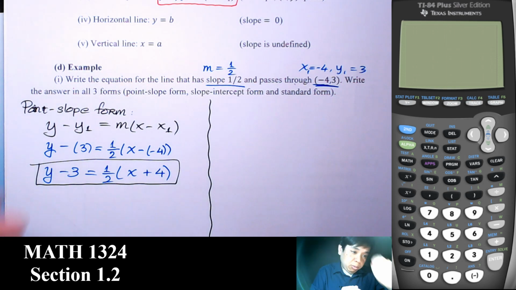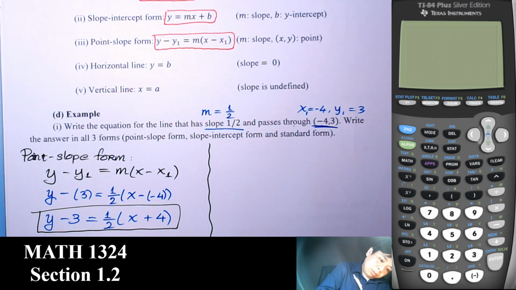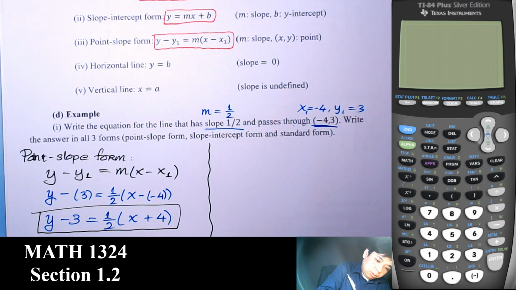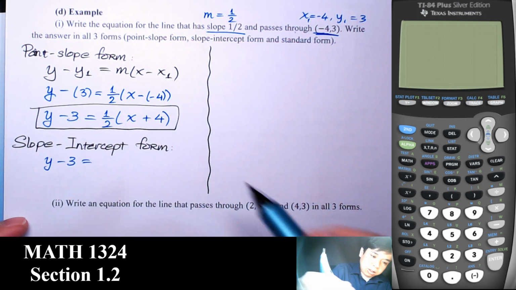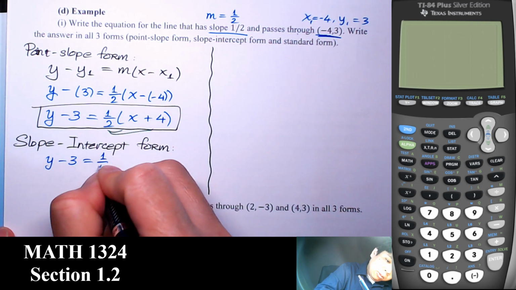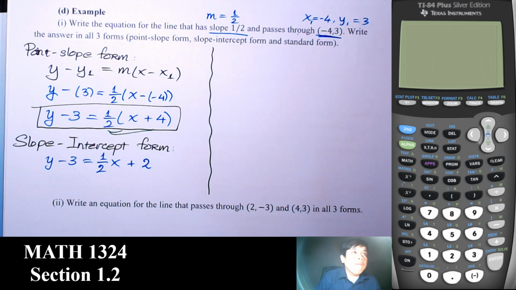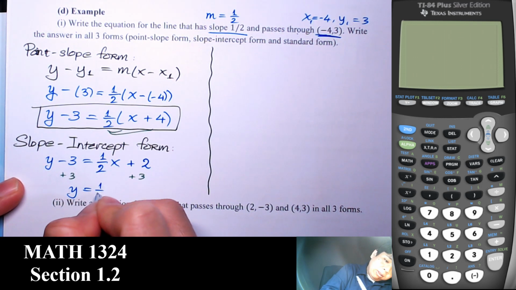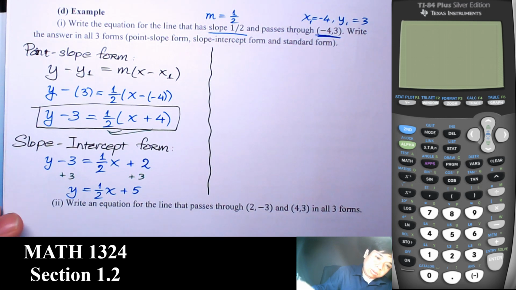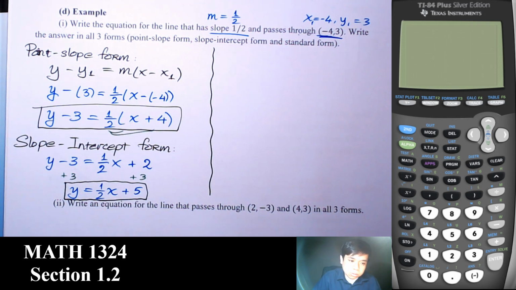Now if we want the slope and intercept form, we're going to solve for y. I'll multiply this out. And 1/2 times 4 is 2. And we solve for y, so we get y by itself. y equal to 1/2 x plus 5. Right.